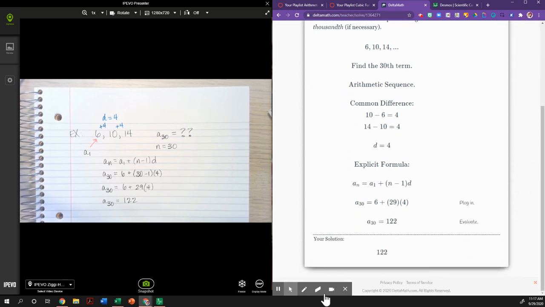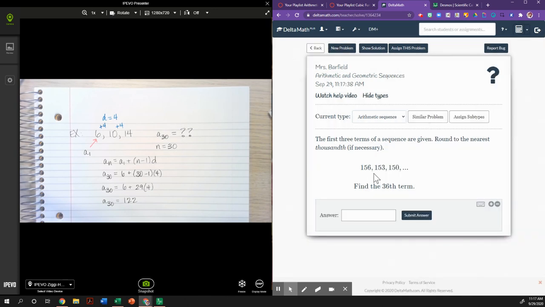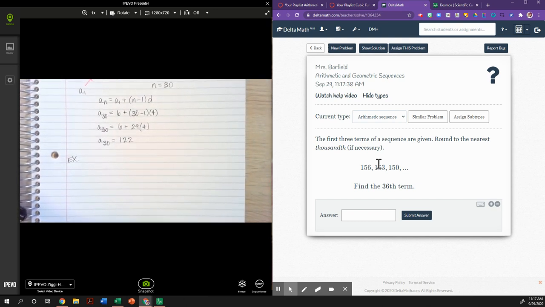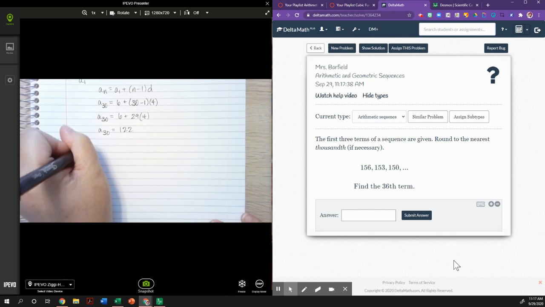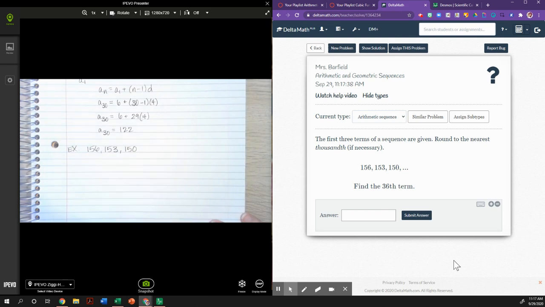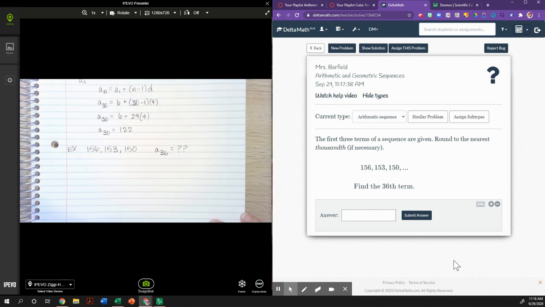Okay, all right, let's do another example. So we're going to do a similar problem. All right, it says the first three terms are given. So we've got these nice, wonderful, large numbers to work with, but that's okay. So I have 156, 153, 150, and they want the 36th term. All right, so again, just like the last problem, I know that n equals 36.